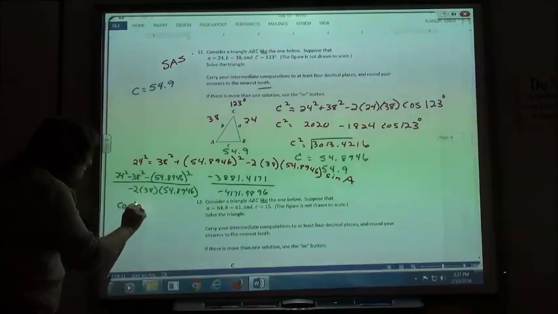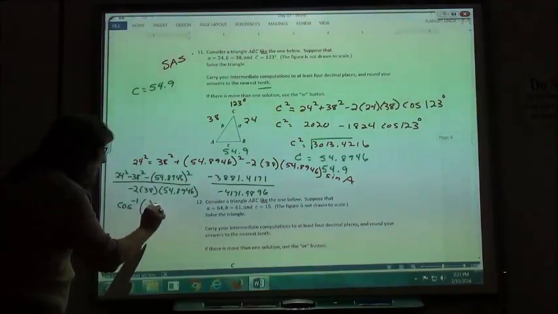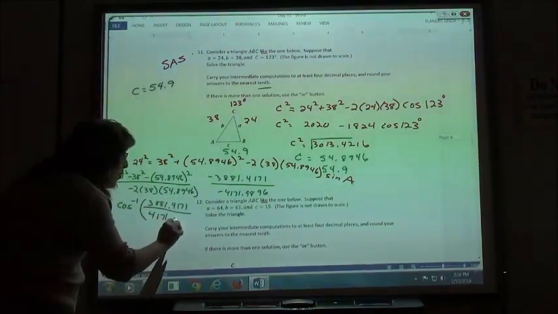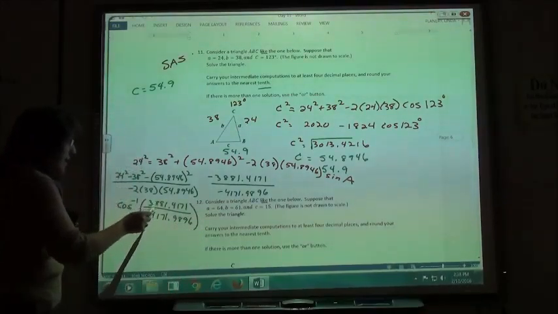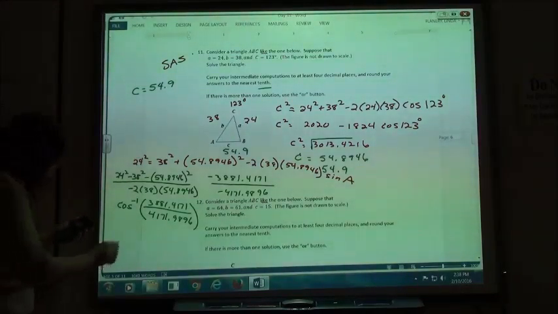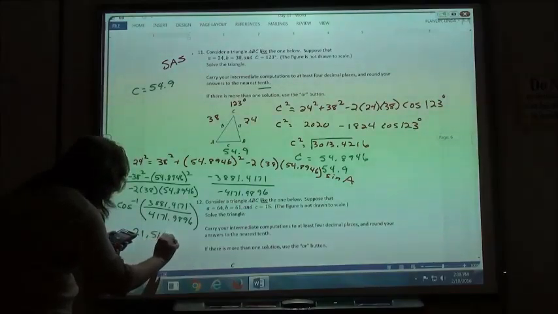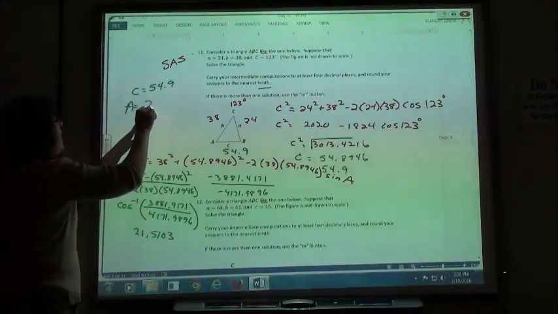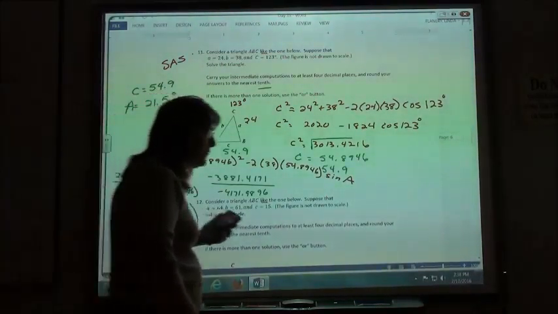do the inverse cosine then of 3881.4171 over 4171.9896. Negative over a negative was a positive. So inverse cosine, parentheses, 3881.4171 divided by 4171.9896, equals 21.5103. So angle A is going to be 21.5 degrees.